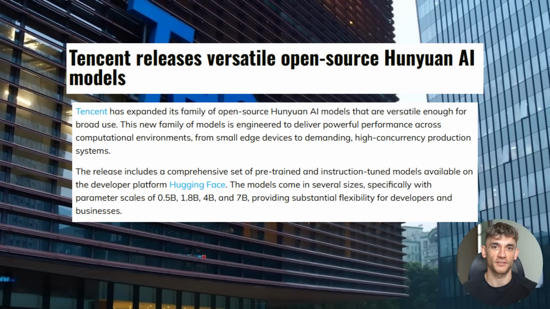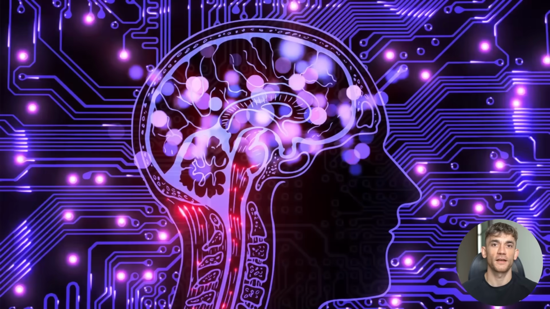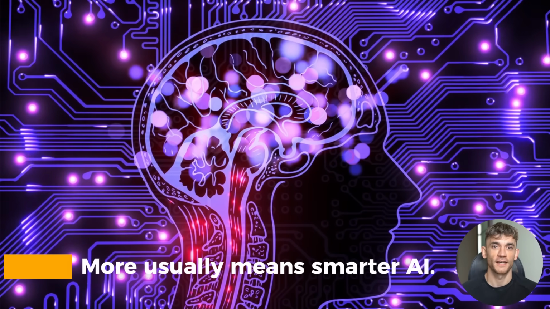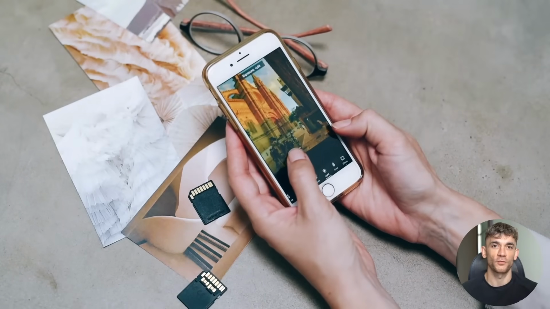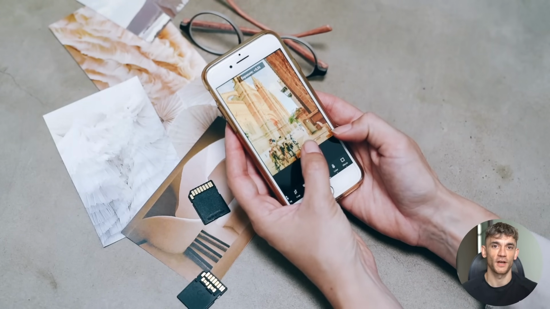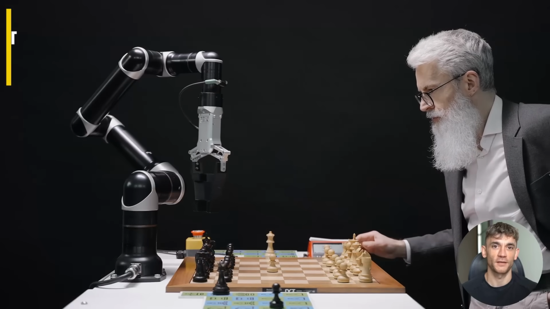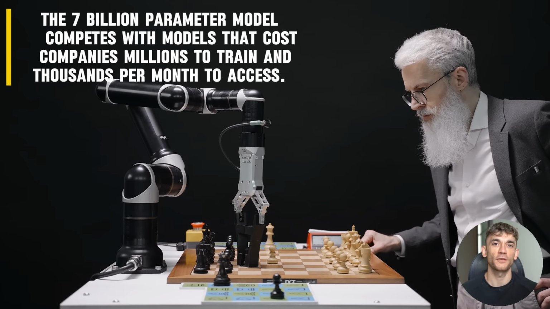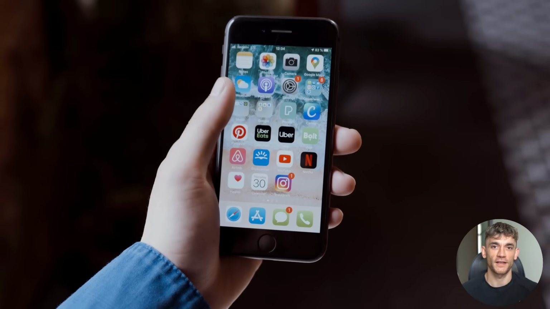Tencent just released 4 models. 0.5 billion parameters, 1.8 billion, 4 billion, and 7 billion. Think of parameters like brain cells. More usually means smarter AI. The smallest model runs on your phone. No internet needed, no monthly subscription, no API costs. The 7 billion parameter model competes with models that cost companies millions to train and thousands per month to access. And you can download it right now for free.